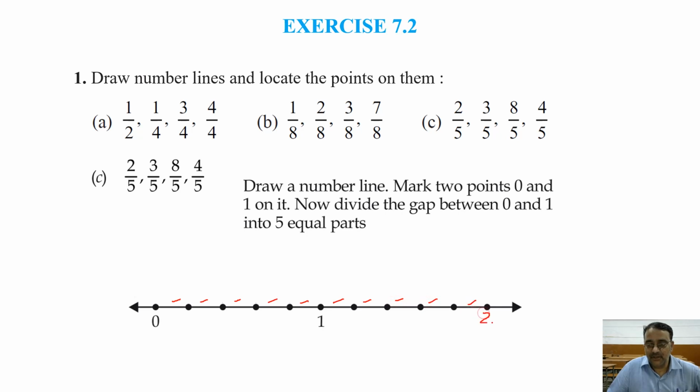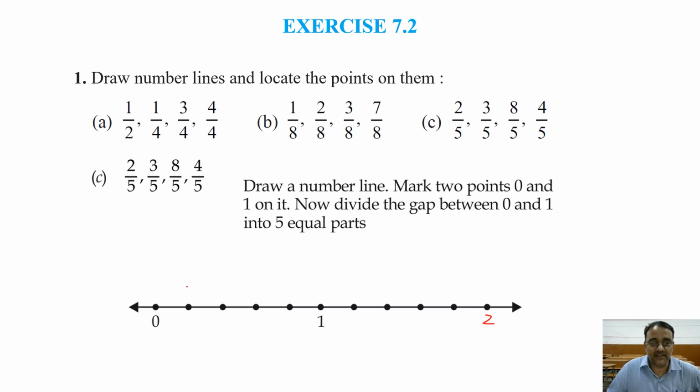This is 2. Why we are taking up to 2? Because 8 by 5 is an improper fraction. So its value is greater than 1. So that is why we have gone up to 2. ये वाला 2 है. Right.